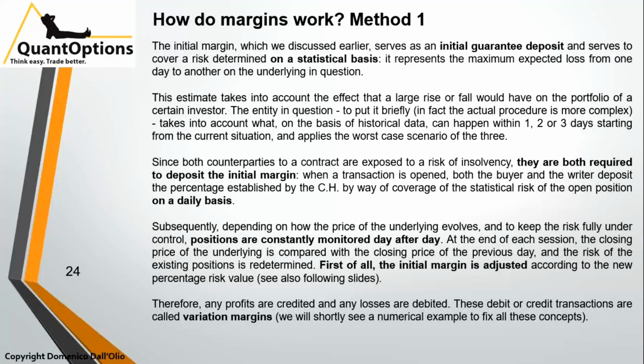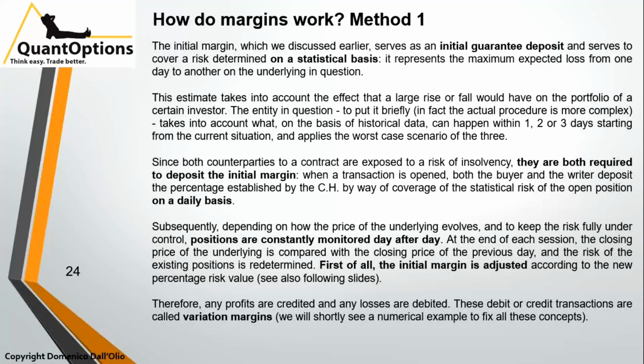Then, at the end of the day, if the price of the underlying moved, you have to recalculate the initial margin because the initial margin is a fraction of the value of the contract. If the price of the underlying changes, the value of the contract changes. So you have to recalculate the initial margin. And here you have the initial margin adjusted.